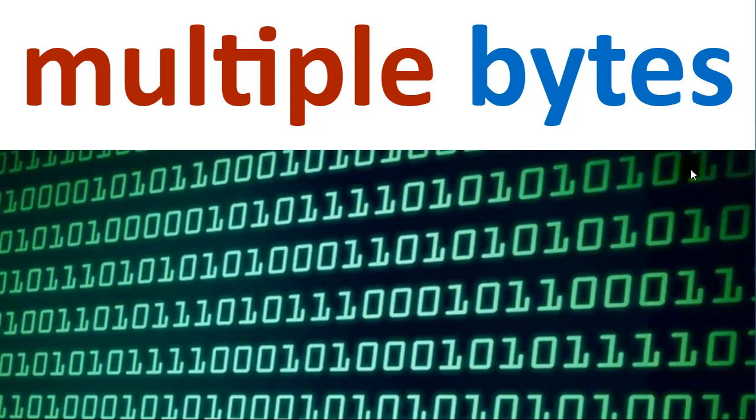Well, good day, everybody. This is going to be about multiple bytes. Now, we know these ones and zeros are not bytes. You have to group these ones and zeros together into a group of 8, and that group of 8 is called a byte. So these ones and zeros are just called bits. Today, we're going to talk about multiple bytes.